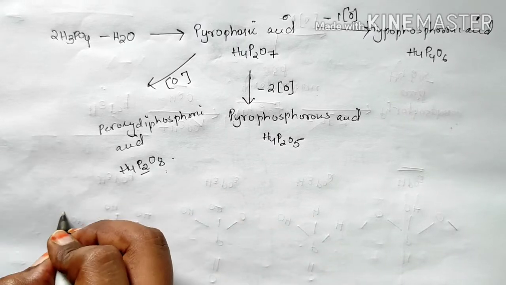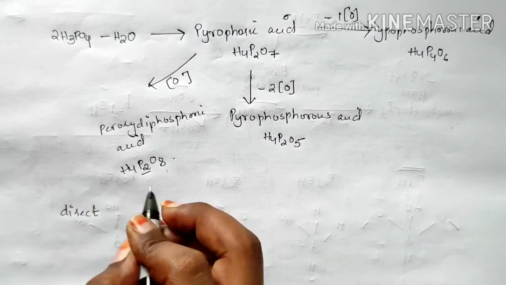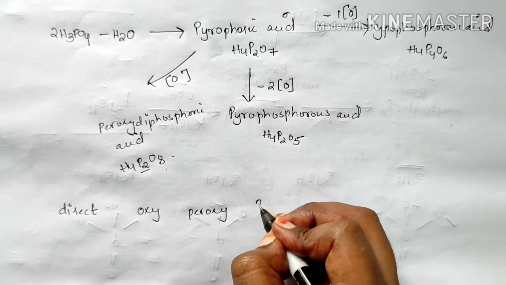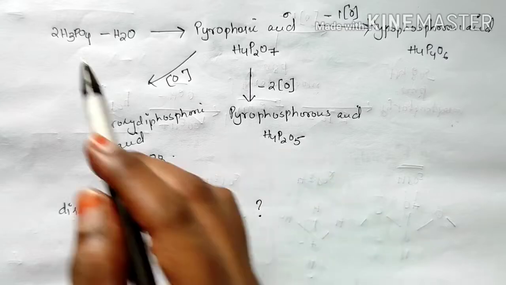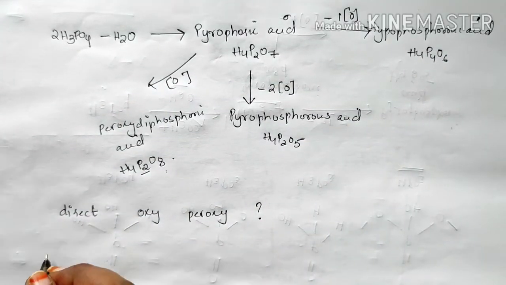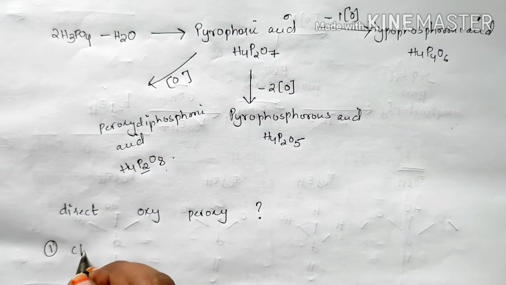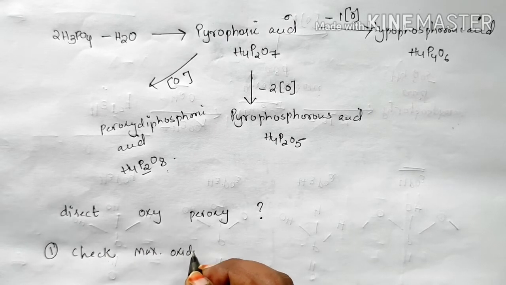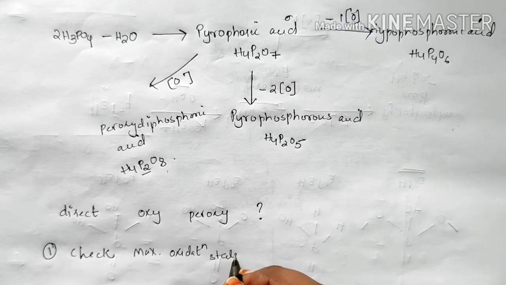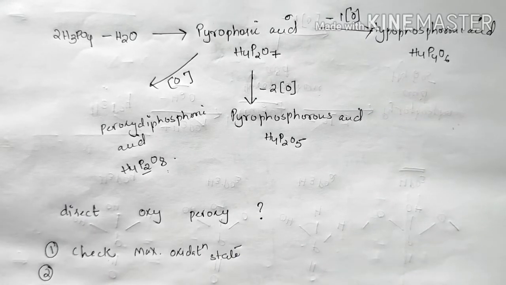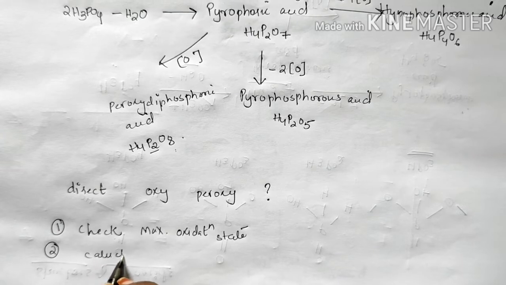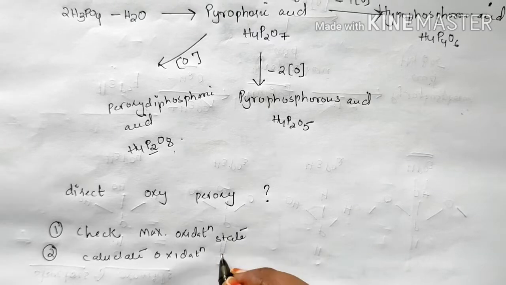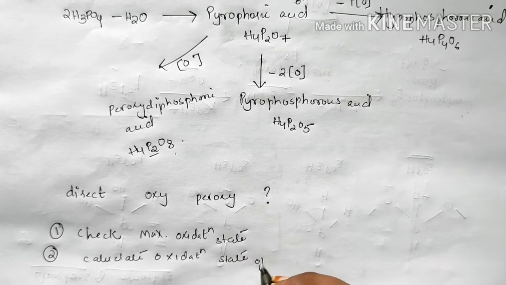As I told you earlier, there are three types of linkage: direct, oxy, peroxy linkage. So what type of linkage is present in the above given oxo acids? So the first step is check the maximum oxidation state. Then the second one is calculate the oxidation state of the given oxo acid.